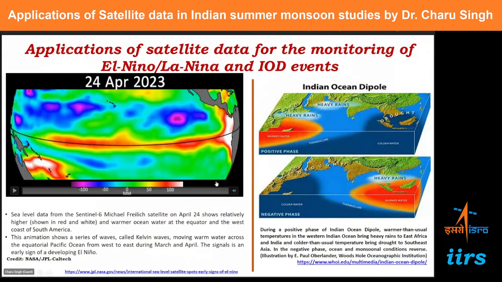So these two variabilities can be very well captured by the satellite data sets, and the sea surface temperature and the sea level height data sets help us to monitor such kinds of variabilities, specifically for monitoring the evolving phase of these variabilities in the Indian Ocean and the Pacific region.